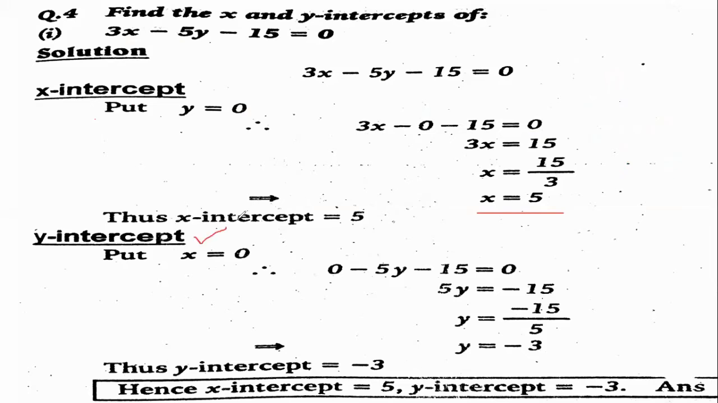In the next part, we are going to find the y-intercept. By definition, y-intercept is the value of y, but for this y, x will be 0. So we will substitute 0 in place of x here. 3 multiplied by 0 gives us 0. Then we have minus 5y minus 15. Shift this minus 5y to the other side, it will become positive 5y minus 15. Now divide both sides by 5. Minus 15 by 5 gives us minus 3. So this value of y gives us the y-intercept, because for this y, x is 0. So we have learned how to calculate x-intercept and y-intercept for a line.